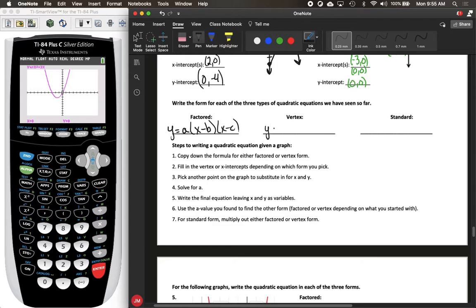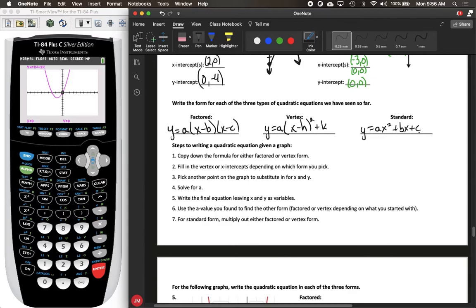For your vertex, remember that the vertex form is y is equal to a, and then we use some special letters, (x - h) squared plus k, where (h, k) is our vertex. And then standard form is of the form y equals ax squared plus bx plus c. That was the last form that we looked at.